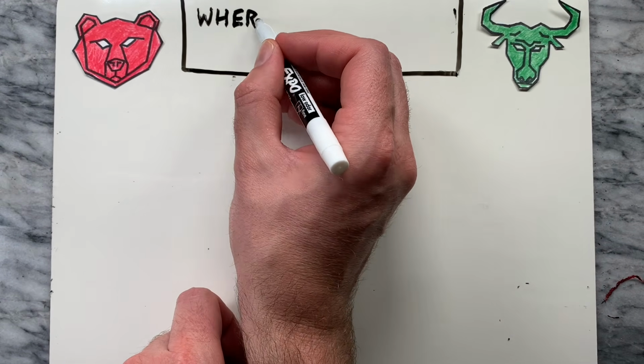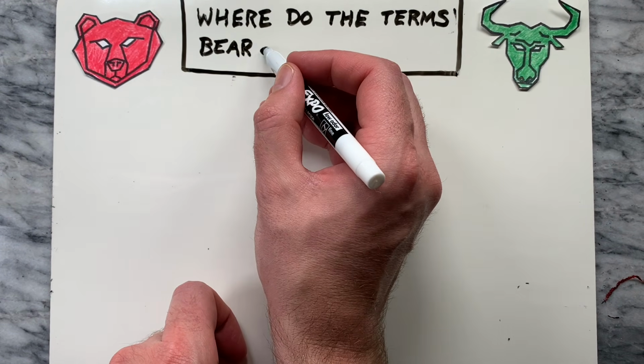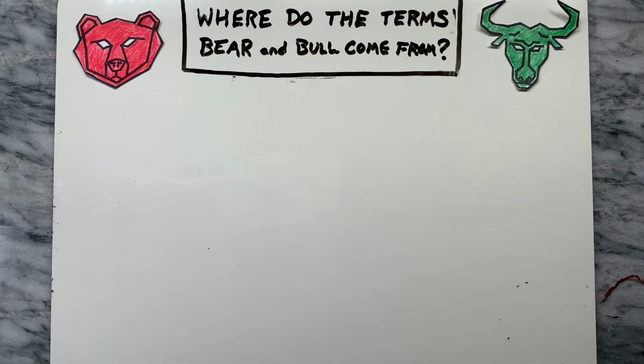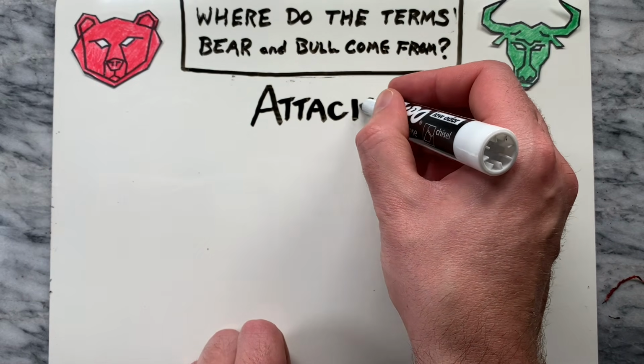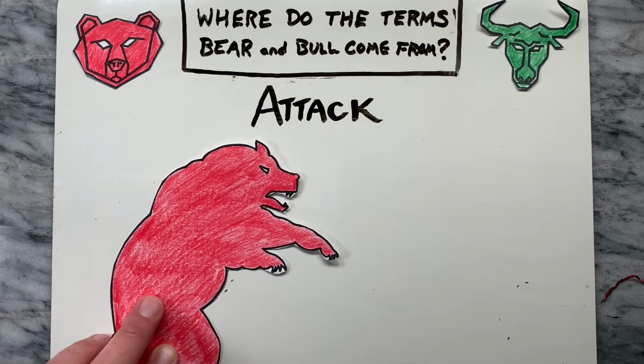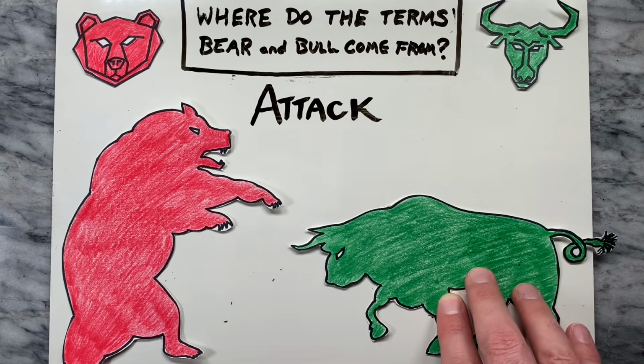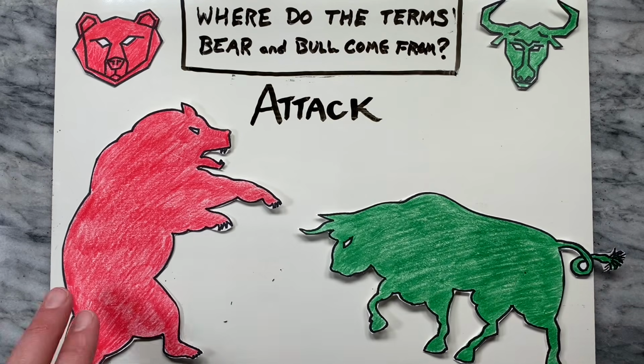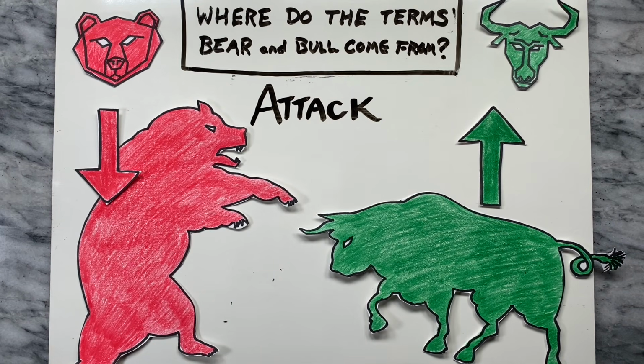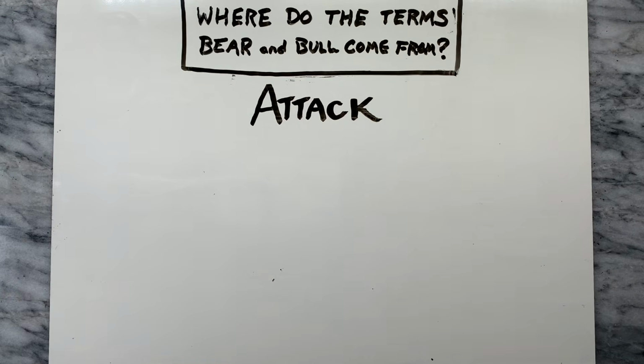So where do the terms bear and bull market come from? The use of bull and bear come from the way these animals attack. A bear swipes its paws downward while a bull thrusts its horns up into the air. These actions are metaphors for the movement of a market. If the trend is down, it's a bear market. If the trend is up, it's a bull market.